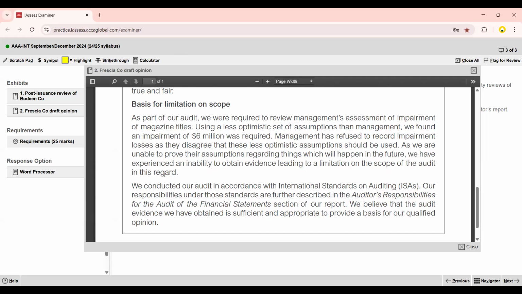We conducted our audit in accordance with ISA. Our responsibilities under those standards are further described in the auditor's responsibility for the audit of the financial statement section of our report. We believe that the audit evidence we have obtained is sufficient and appropriate to provide a basis for our qualified opinion. Again, this is not a proper wording because there are few important lines which have been missing from this paragraph as well.